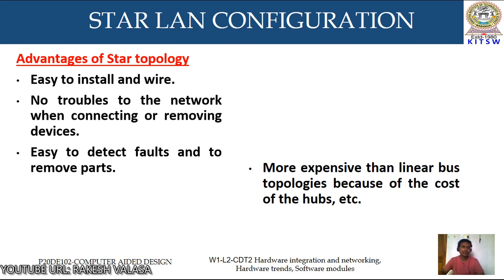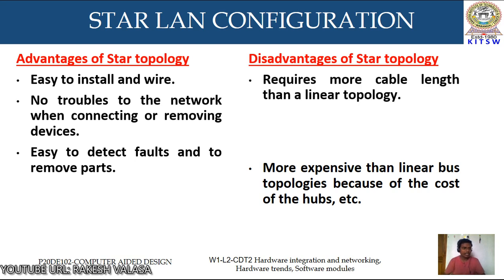Let us see the disadvantages of star topology, or star configuration. It requires more cable length than a linear topology, because in this, each workstation is directly connected to the hub, so it requires more cable length than a linear topology, meaning bus topology. We will discuss that in coming slides.